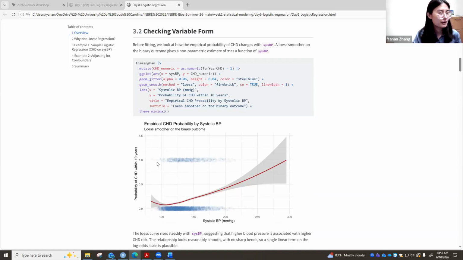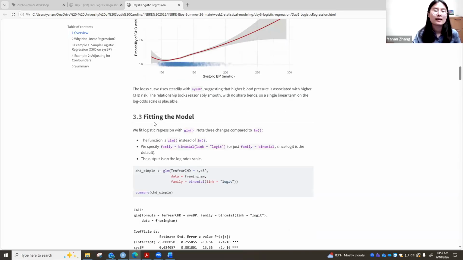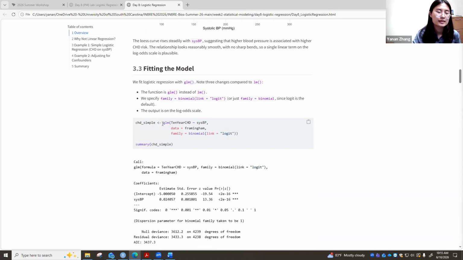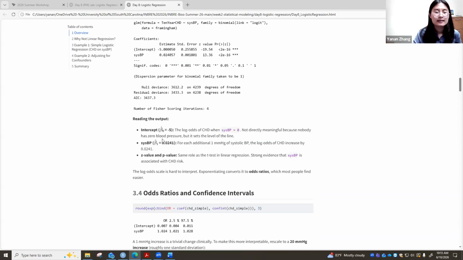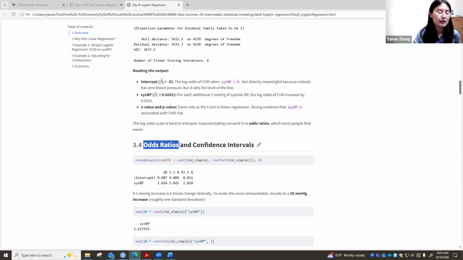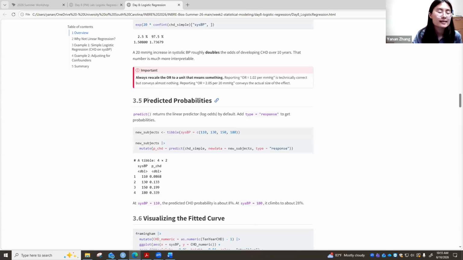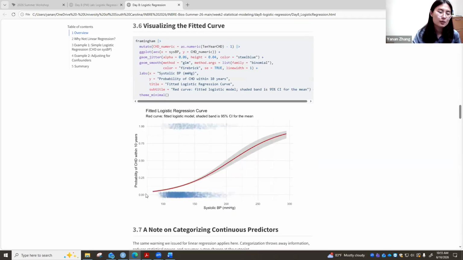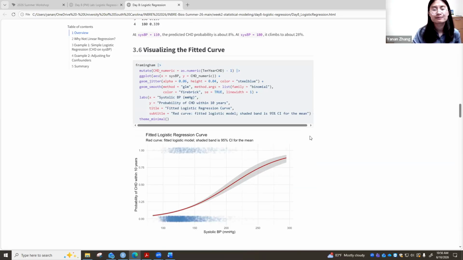Before we fit any model, before we calculate anything, just plot the data and see what trend can be found from there. And then we fit our logistic model using the GLM function. And we talked about how to calculate the odds ratio and how to calculate the confidence interval for the odds ratio, as well as how we got the predicted probabilities from those models. And at the end, we can plot our model results here. That's the whole process for fitting a simple linear logistic regression.